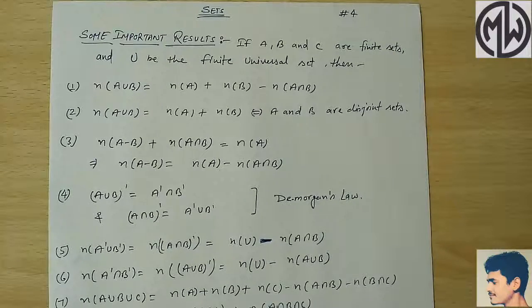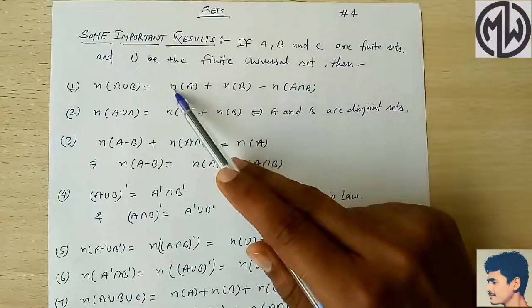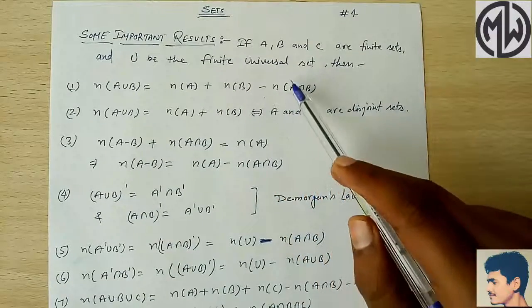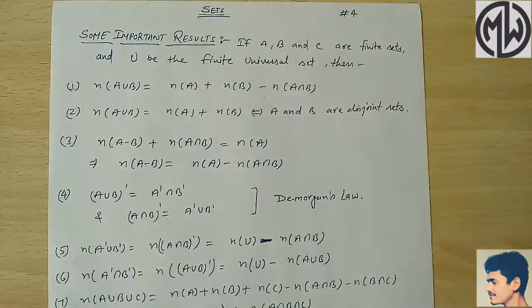First thing is, you are given three sets A, B and C which are finite sets, and U is the universal set. Alright, so how many elements will A union B have? That will be: number of elements in A union B is equal to number of elements in set A plus number of elements in set B minus number of elements in set A intersection B.